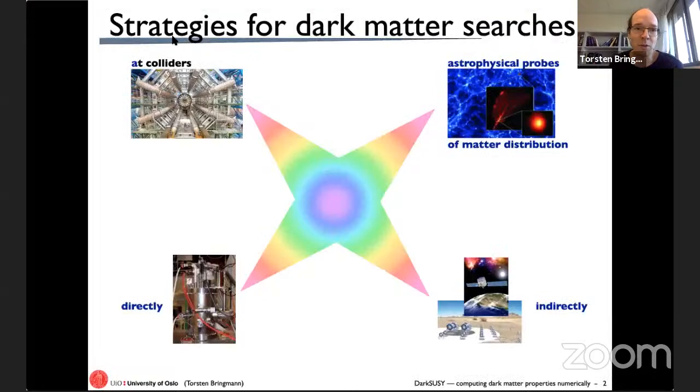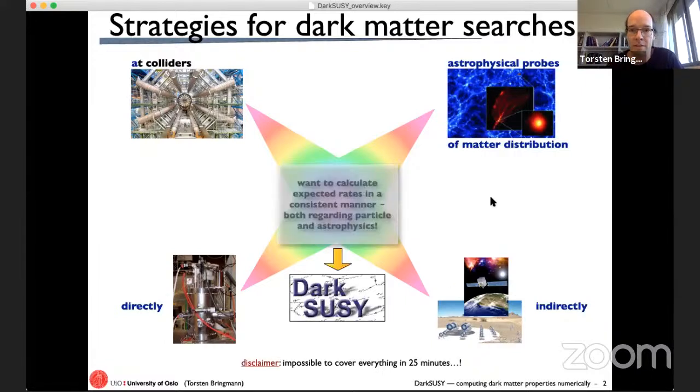Okay, so what is DarkSUSY? What do you want to do? Typically, for sure, we're all interested in searches for dark matter. What we want to do is to look for dark matter in various ways: at colliders, direct searches, indirect searches, but also with astrophysical probes. This is becoming more and more important, in particular for dark matter models that can't be easily probed with these traditional ways. And we basically want a tool that can do all these things in a consistent manner. You want to calculate rates for all kinds of observables. And this is basically what DarkSUSY is trying to do.